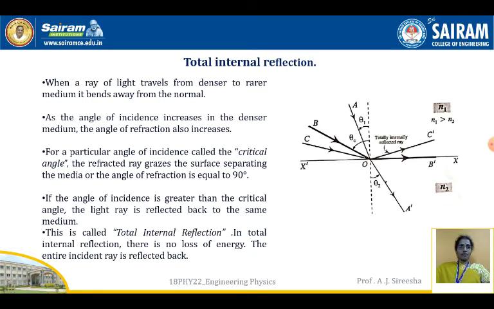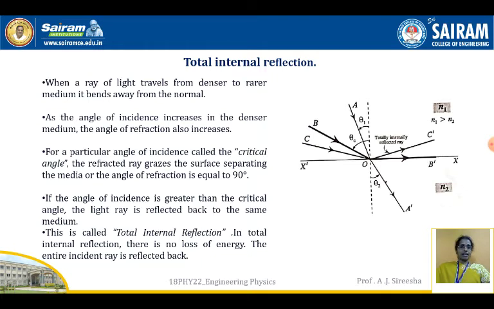Theta 1 is the angle of incidence and theta 2 is the angle of refraction. If you look at this, theta 1 becomes the angle of incidence and theta 2 becomes the angle of refraction. Now what does the second point say? As the angle of incidence increases in the denser medium, the angle of refraction also increases.